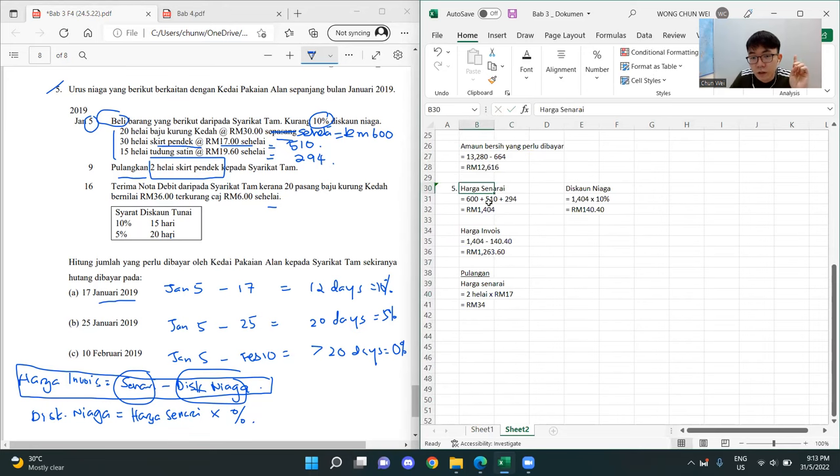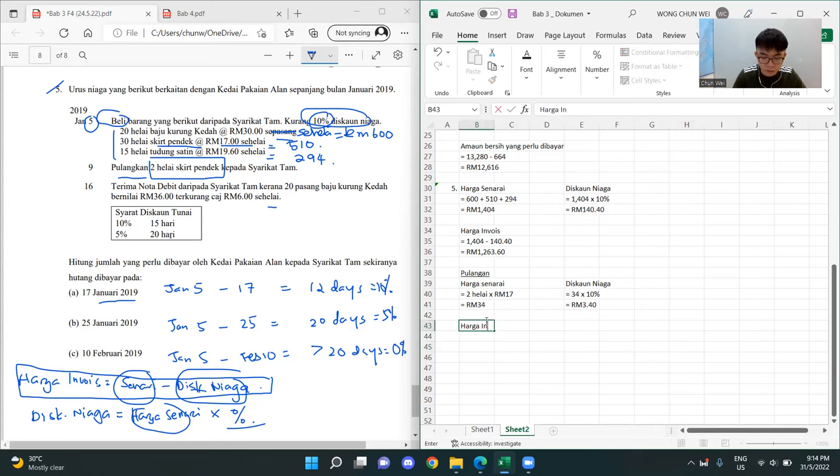Then what about the same thing? Now I need to minus from my harga invoice yang tadi saya hutang punya. So if I have a harga senarai, then I need to find my discount niaga. I also get 10% off from this one. So the discount niaga will be based on the harga senarai times the percentage. So harga senarai kat sini is RM34 times 10% the percentage, then it is 3.40. All right.